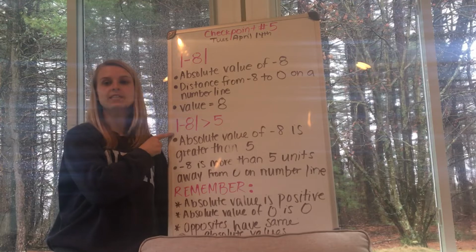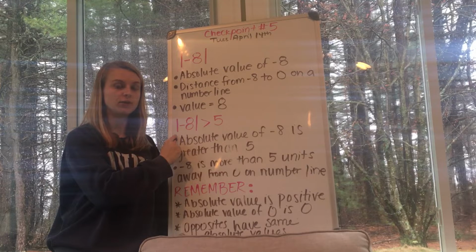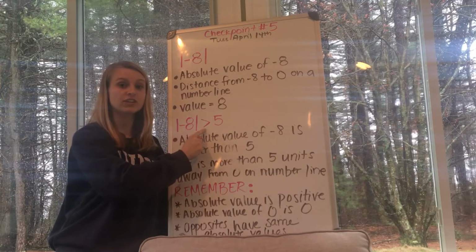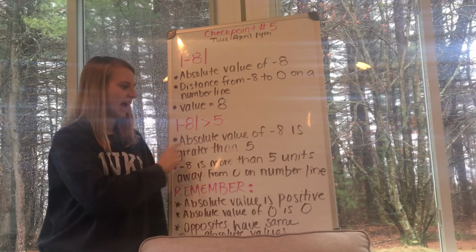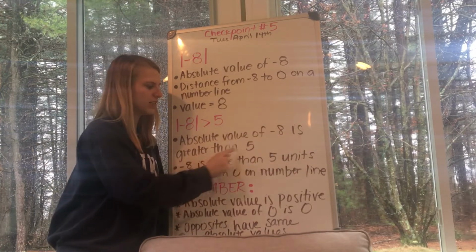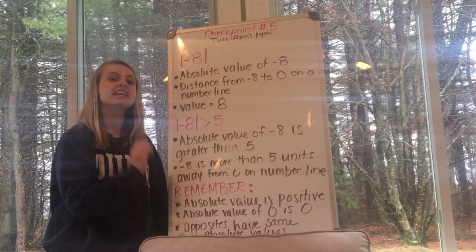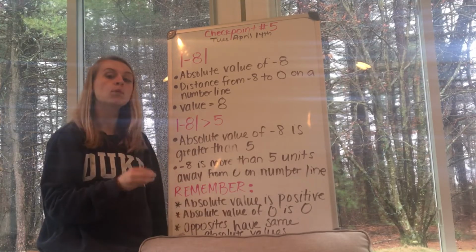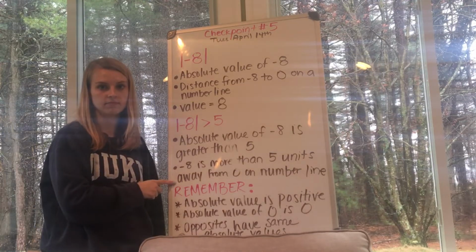Here in pink, we're going to add an inequality. We're saying that the absolute value of -8 is greater than 5. When we write it out here, the absolute value of -8 is greater than 5. And this is basically saying that -8 is more than 5 units away from 0 on the number line.